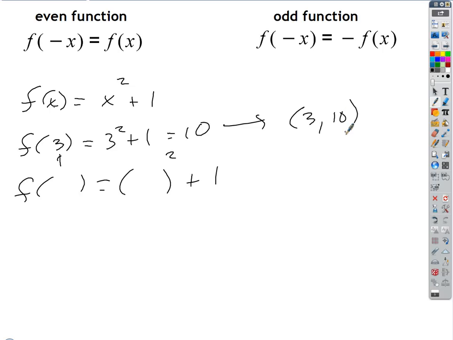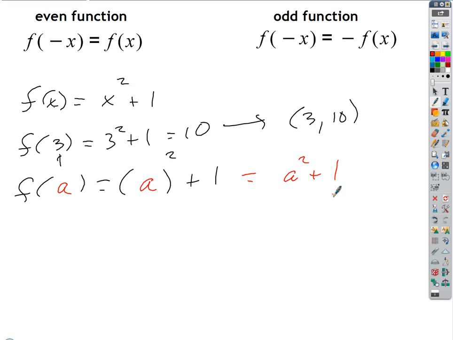Okay, what if I input an a? What am I going to get back? It seems kind of strange to do, but just follow the rule. What's the rule? Whatever I input, I'm going to square it and then add 1. So I get back the answer a squared plus 1. Who knows what that is? We don't know what a is, but that's the answer. That's what the function kicks out.